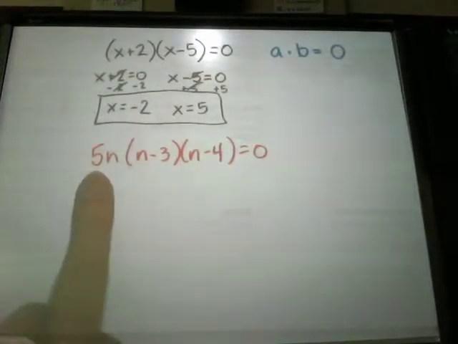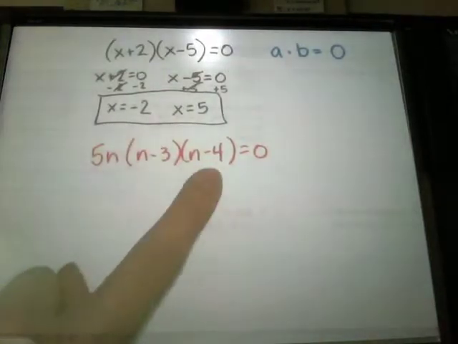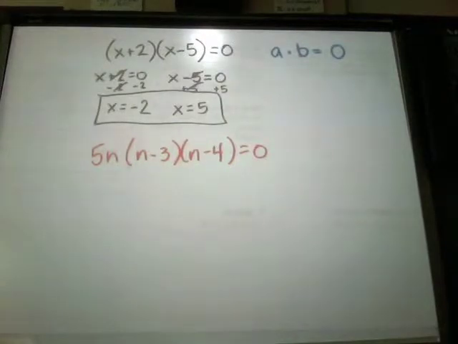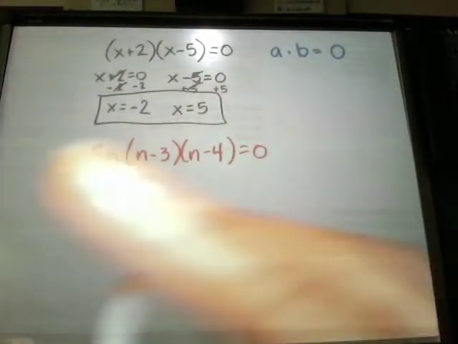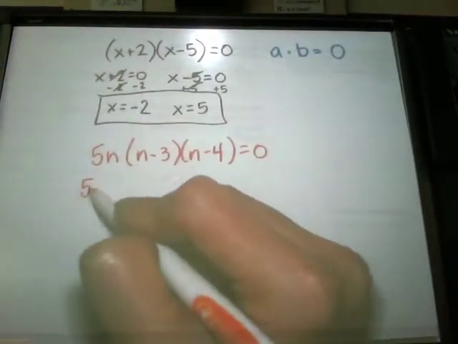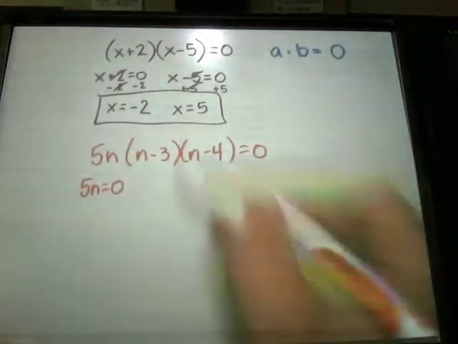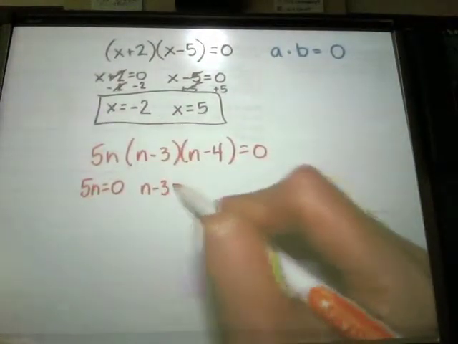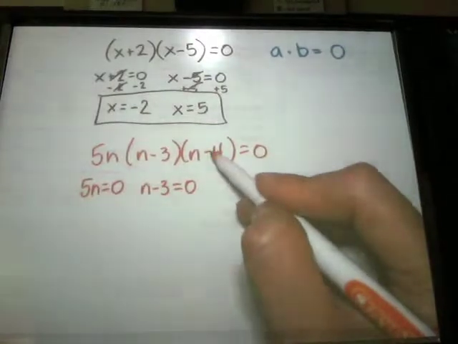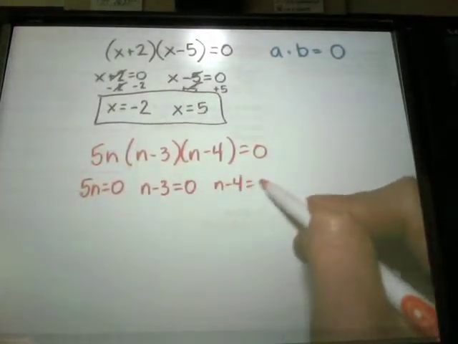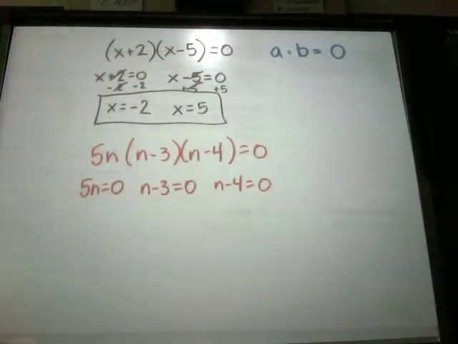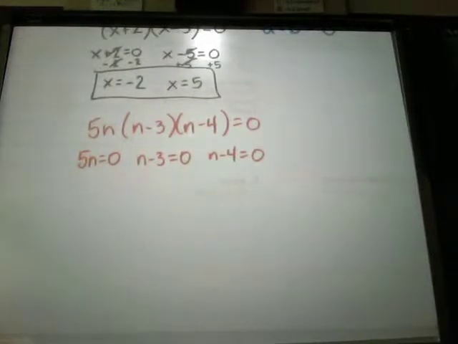This one is also a factor. Maybe this was the monomial that was divided out. And then what remained was factored down. So this one, even though it's not in parentheses, is also a factor. Maybe the 5n equals 0. Maybe it's the n minus 3 that equals 0. Maybe it's the n minus 4. So if there's more than two factors, it's the same thing, each factor equal to 0 and solve.